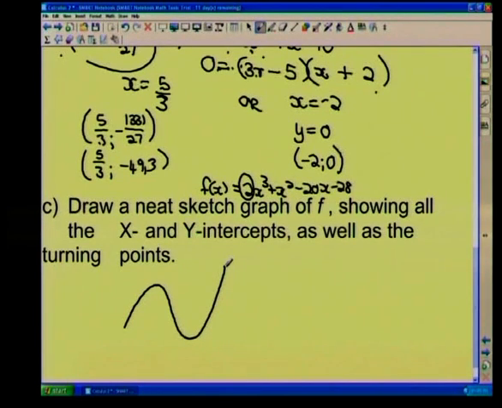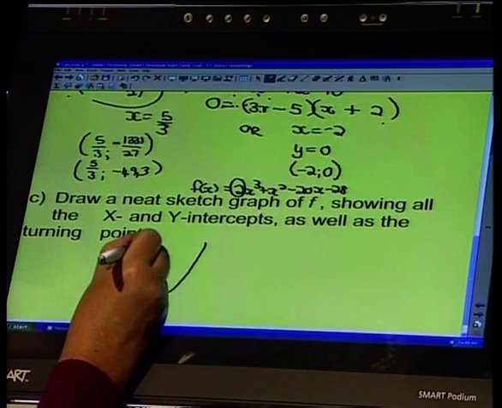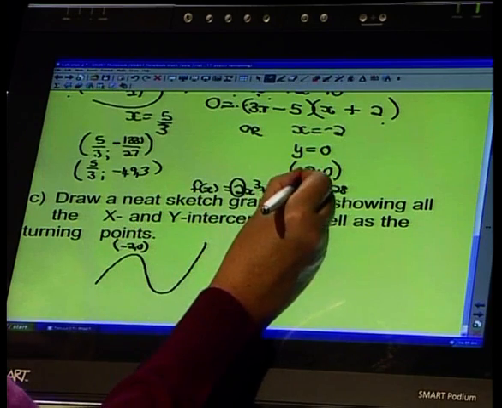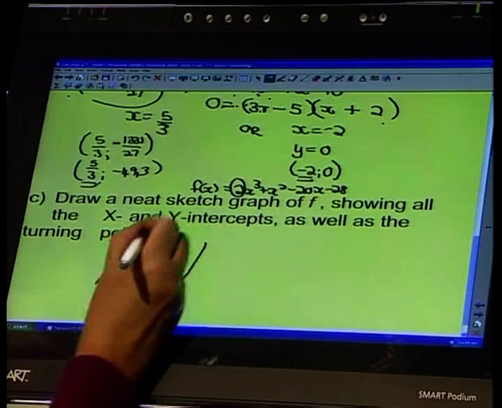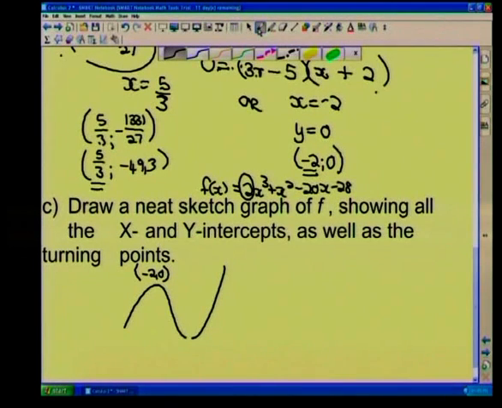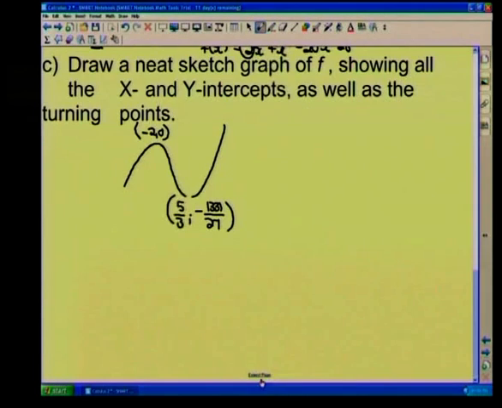Now looking over here, this is the first of the stationary points. Now how do I get to that? Well, what I do is I look at these x values. A minus 2 is smaller than a 5/3. So I know this must be minus 2, 0. So it's going to be 5/3 with 1331 over 27. Okay, so what we have there is what the curve is going to look like.